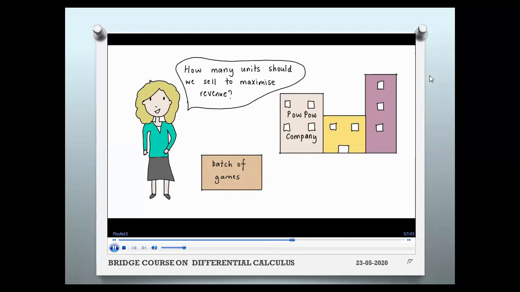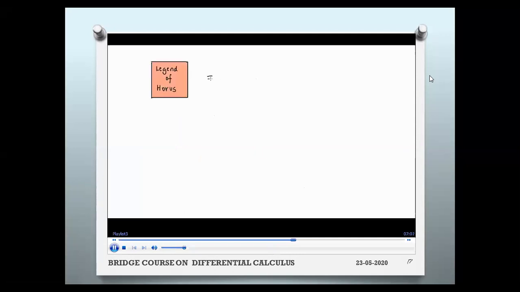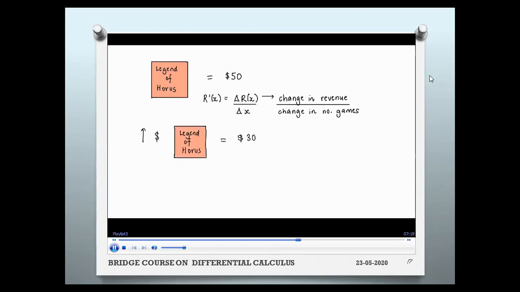Let's say your business PowPow currently sells a new game, Legend of Horus, for $50. This makes the marginal revenue change in Y over change in X, so $50 over 1, which is $50. Now you want to increase sales by lowering the cost of the video game to $30. The marginal revenue gained by producing the second video game is change in revenue, so $50 minus $30, divided by the change in the quantity of video games, 1, which equals $20.